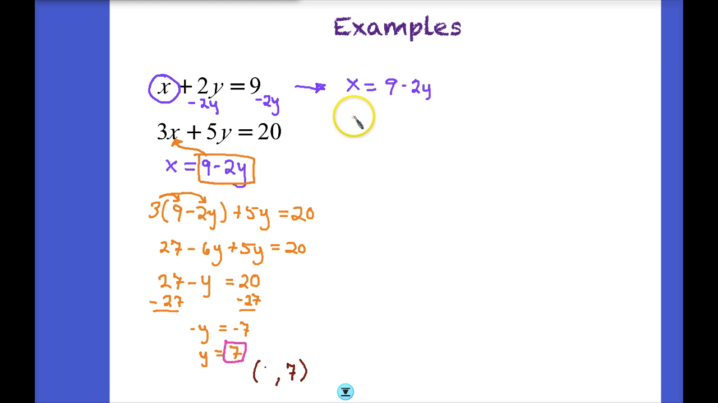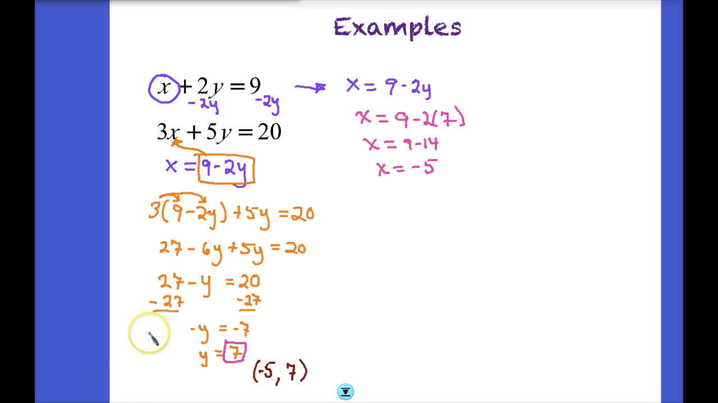So I'm going to keep this as x equals 9 minus 2 times 7. And I chose this equation because it's already solved for x. So it'll be less work for me in the end. 9 minus 14, and 9 minus 14 is going to be negative 5. So now I know that my x term is a negative 5.